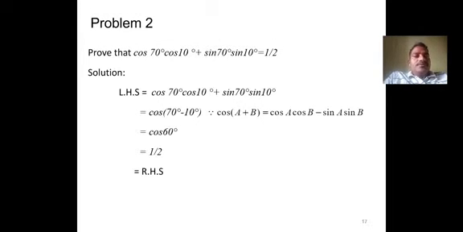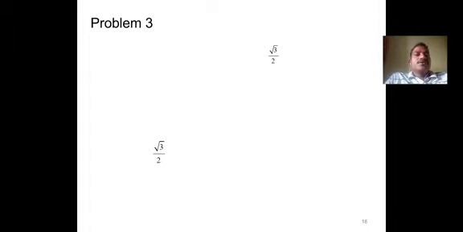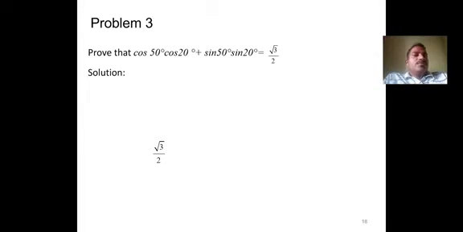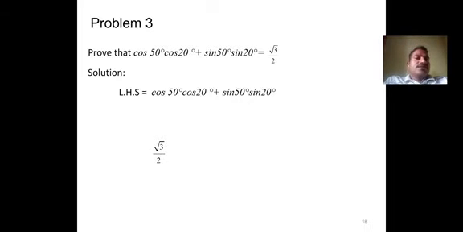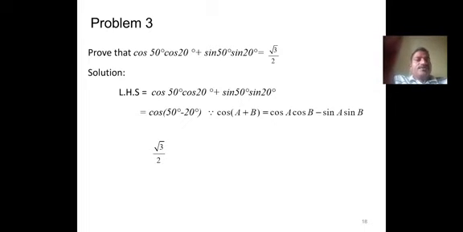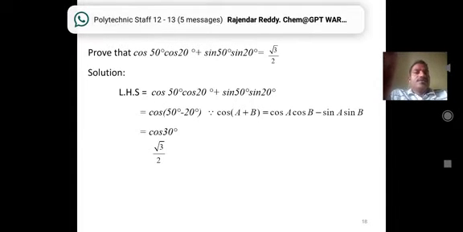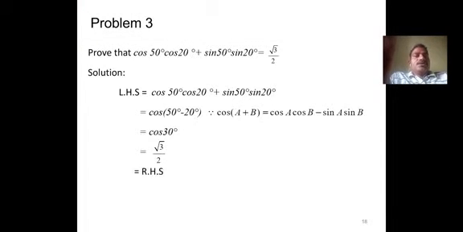Now the next problem, a similar problem. Show that cos 50 cos 20 plus sin 50 sin 20 is equal to root 3 by 2. It is the same formula. I'll take the LHS part, that is cos 50 cos 20 plus sin 50 sin 20, with the help of the cos of A minus B formula. Small correction: cos of 50 minus 20 is cos 30. Cos 30 value is root 3 by 2. So this is the RHS value.